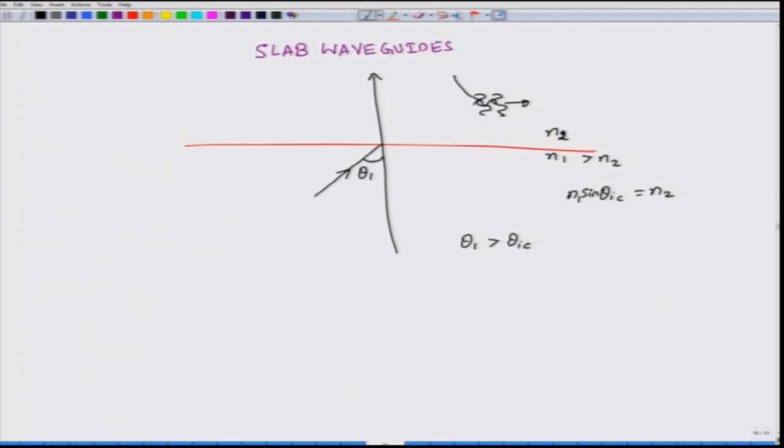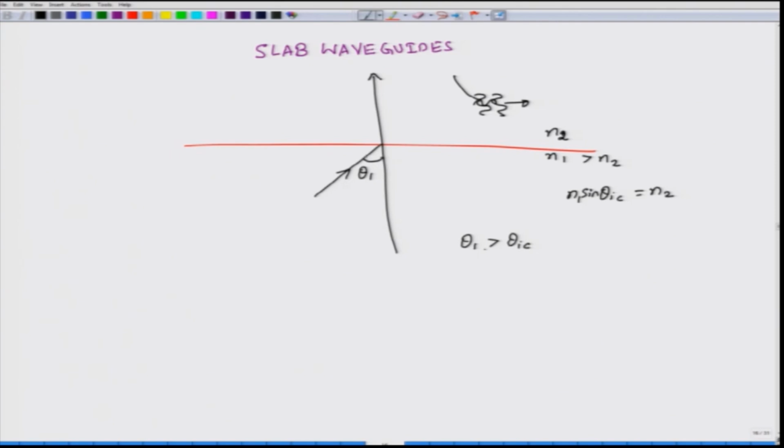Now, what I have is I send in light, okay, at an angle theta 1, and at this point I do not concern myself with whether I am dealing with a transverse electric polarized wave or transverse magnetic polarized wave. So, I just have light. You can think of this as in the form of a ray or in the form of a wave. For now, we think of this in the form of a ray and do not worry particularly about whether it is TE or TM.